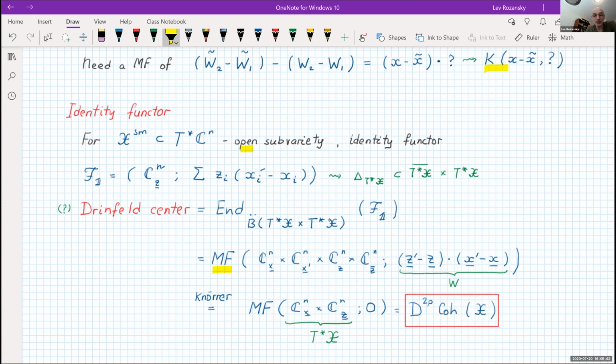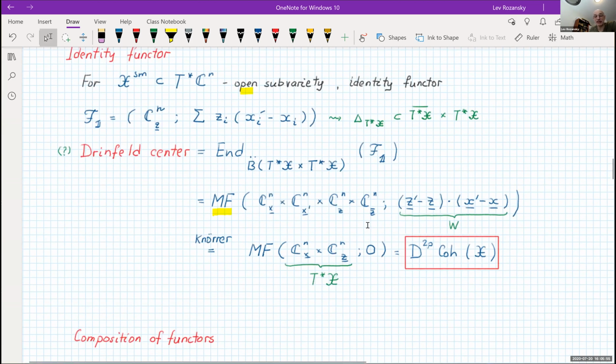And so the answer will be matrix factorizations of zero superpotential over essentially T star of X. So the center of the two categories is sheaves over T star of X. So the cotangent bundle shows up because of auxiliary variables that you need to describe the identity functor. So the z's that you need to identify xi with xi prime, they in fact form the fiber cotangent spaces to X when you simplify the category of endomorphisms of the identity functor.